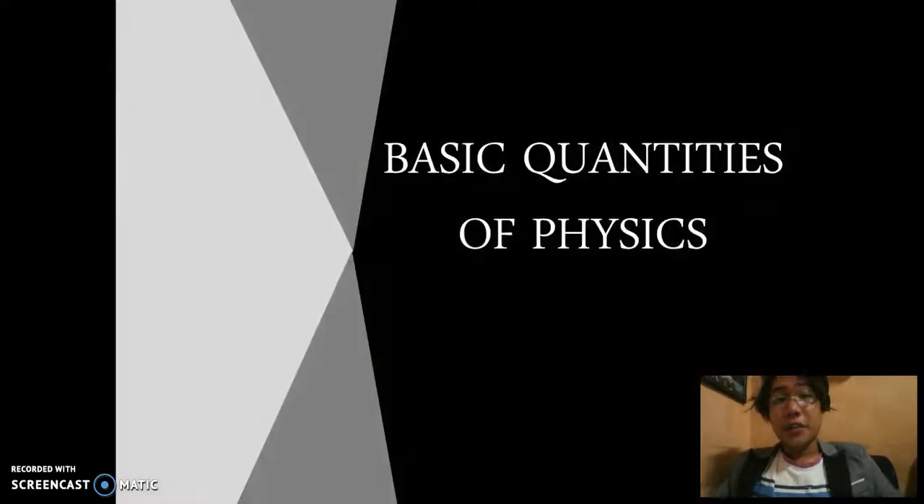In the past discussion, we talked about the definition of physics and its branches. In this discussion, we are going to continue and tackle the basic quantities of physics. What are those? Units of acceleration, the force, the mass. Here you are going to learn the basic quantities of physics. So let's start, ladies and gentlemen.